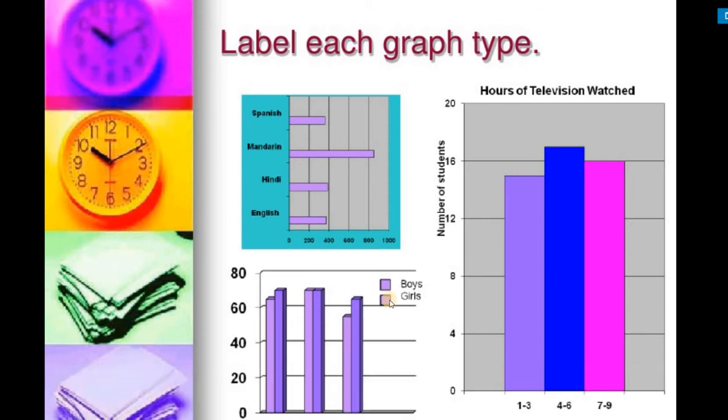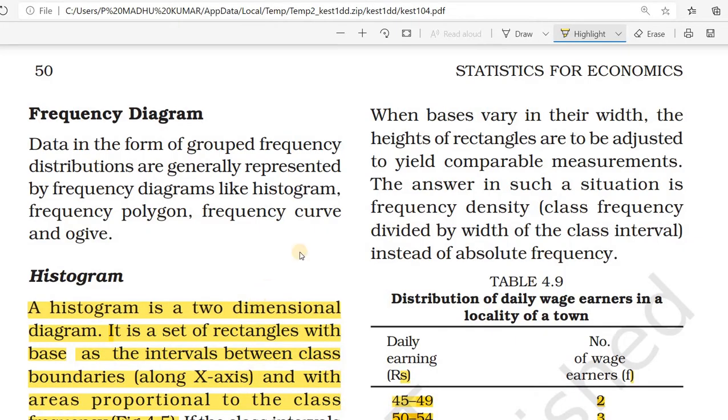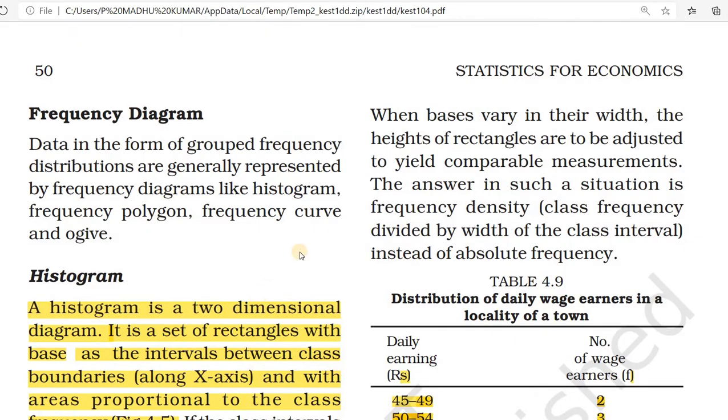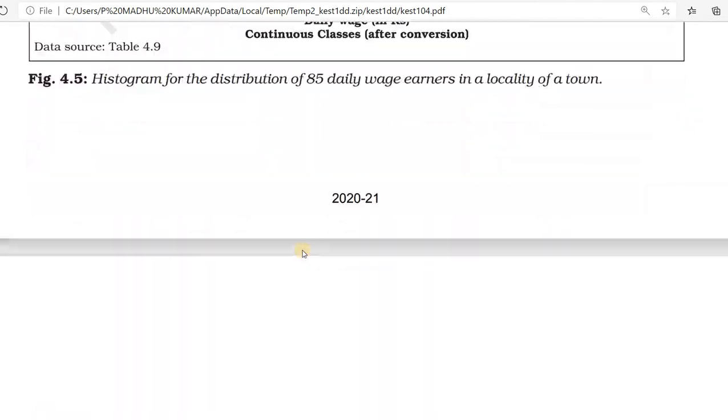The difference is that this is the bar diagram. This is a multiple bar diagram, boys and girls. That is why we call it a multiple bar diagram. Separate bars are there. Here you can see the histogram. Then we studied about histogram. For frequency distribution, we represent through different frequency diagrams like histogram, frequency polygon, frequency curve, and OGIVES. Now we can study about frequency polygon.